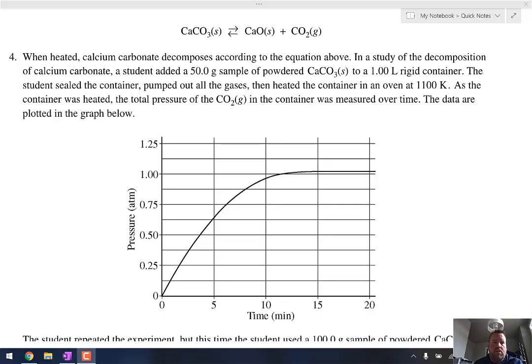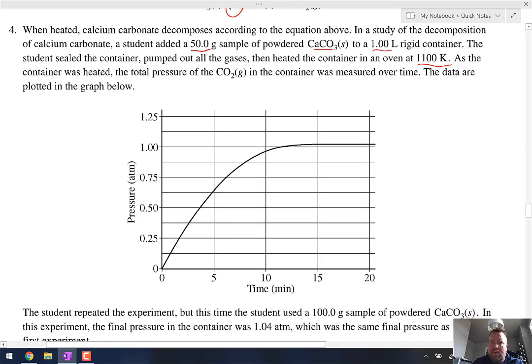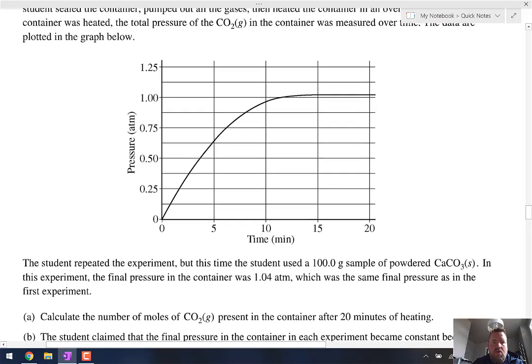Question number 4 is an equilibrium question where calcium carbonate is decomposing into calcium oxide and carbon dioxide. The question says, when heated, calcium carbonate decomposes according to the equation above. A student adds a 50-gram sample of the calcium carbonate to a 1-liter rigid container. They pump out all the gas, and then they heat it up to 1100 Kelvin. As the container is heated, the pressure is measured over time. It's plotted in the graph below.